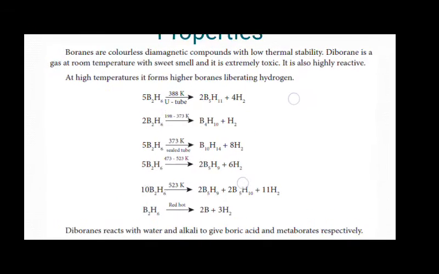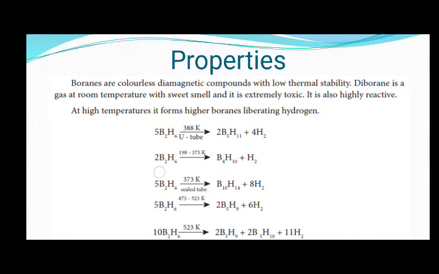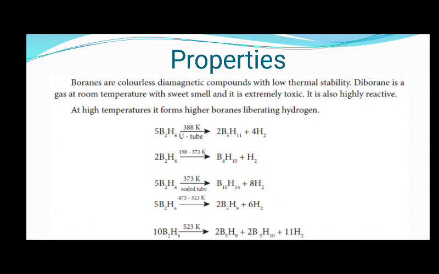Properties of diborane. Boranes are colorless, diamagnetic. So what do you mean by diamagnetic? No unpaired electrons. Okay, diamagnetic compounds with low thermal stability. Diborane is a gas at room temperature with a sweet smell, and it is extremely toxic. It is also highly reactive.